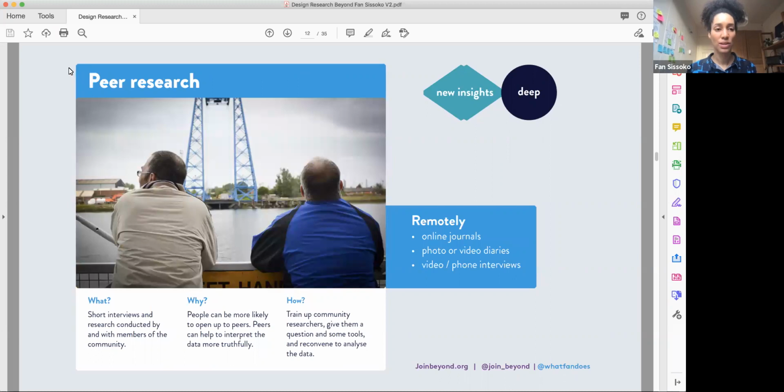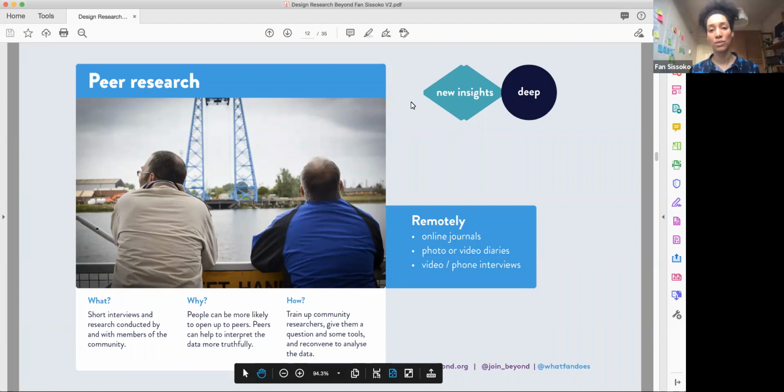The second research method that I want to talk to you about is peer research. That's when you're working with a group or community and you're actually employing people from that group or from that community to help you with the research and to conduct interviews themselves, or in tandem with the researchers.